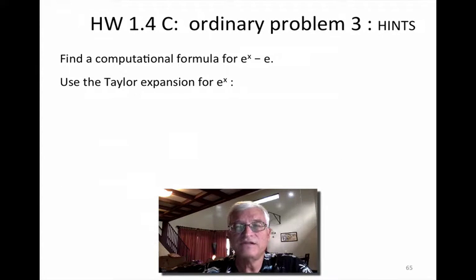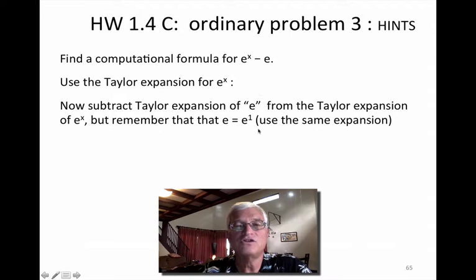So let's look at some hints for problem 3. We have e to the x minus e, and the hint is, again, use the Taylor expansion for e to the x. There's really only going to be one viable way to solve this problem that I'm aware of, and that would be to use the Taylor expansion. So do a Taylor expansion for that, but what do you do with this e value? Well, it turns out that e is equal to e to the first power. That's the same thing as saying it's e to the x with x evaluated at 1.